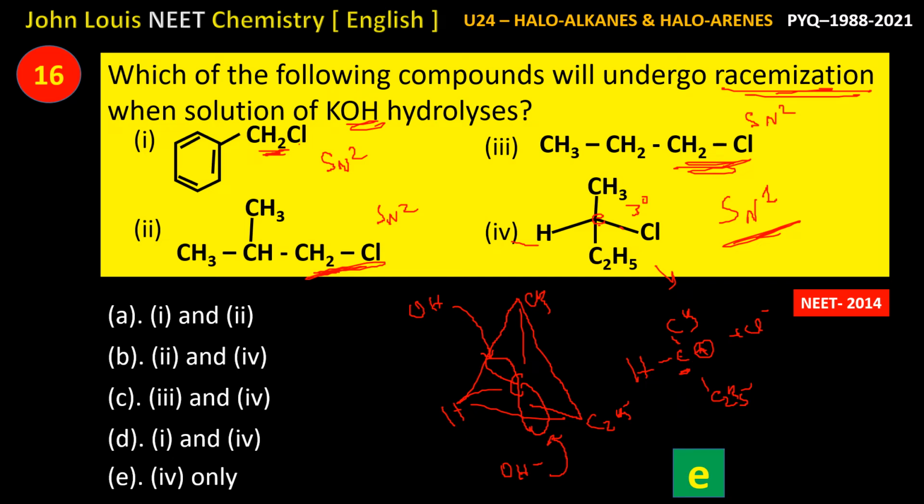Therefore, only option 4 can undergo what? Racemization reaction. Therefore, here which option is correct? A is wrong, B is wrong, C is wrong, D is wrong, because there are two different options here. But only 4 is given in option E. Therefore, option E is the correct answer here. Hope it is clear and you have understood it properly.